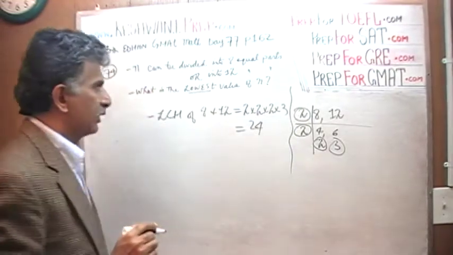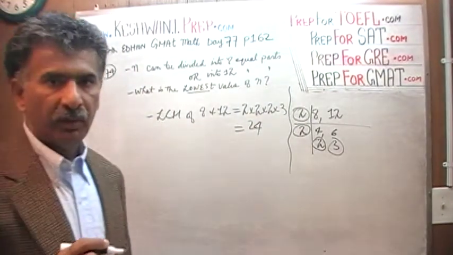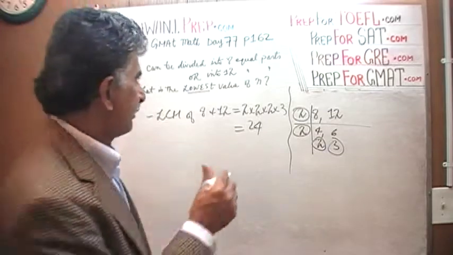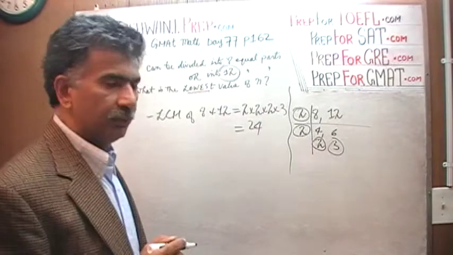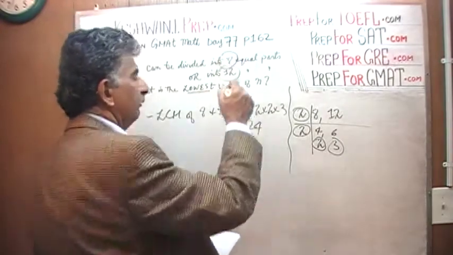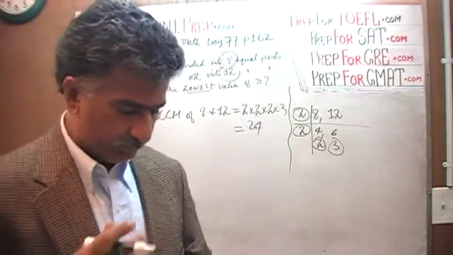24 is the lowest number that you can have, which can be divided into 12 equal parts, where each team will have two people in the team, or we can divide it into 8 equal parts and each team will have 3 people in it. That's all. Very simple. Let's look at the next one.